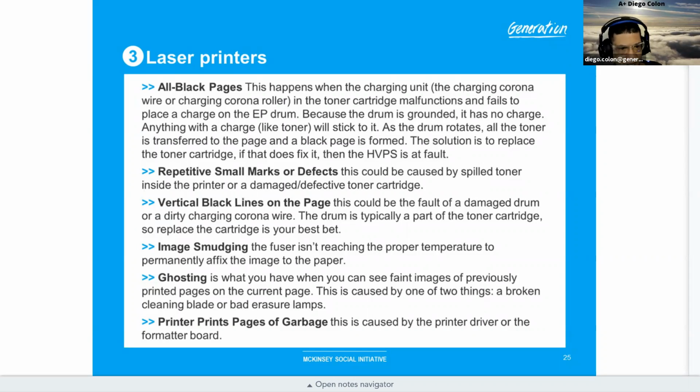Smudging: the fuser isn't reaching the proper temperature, which obviously does not allow for the ink to stay where it's supposed to be. So it creates that smudge appearance.